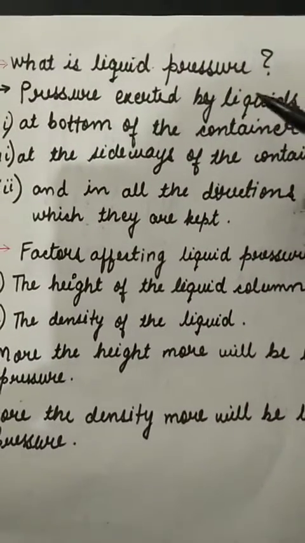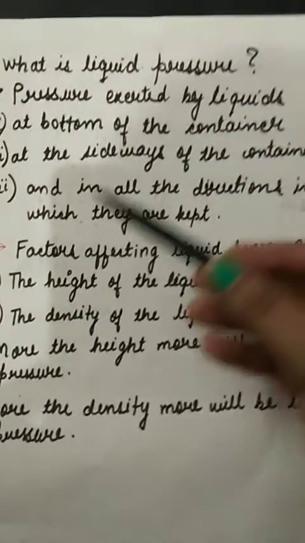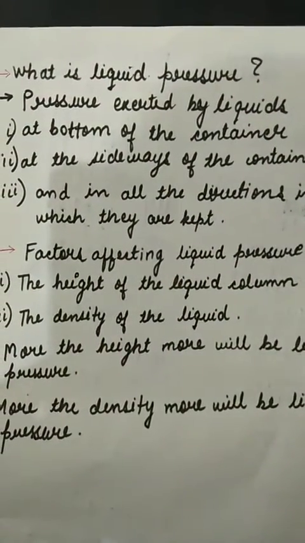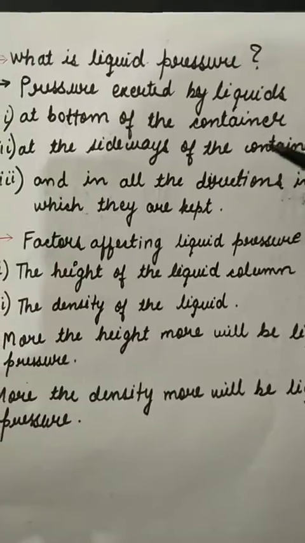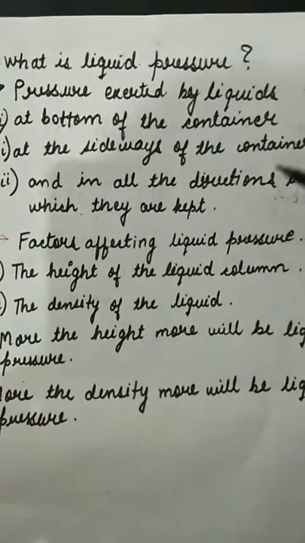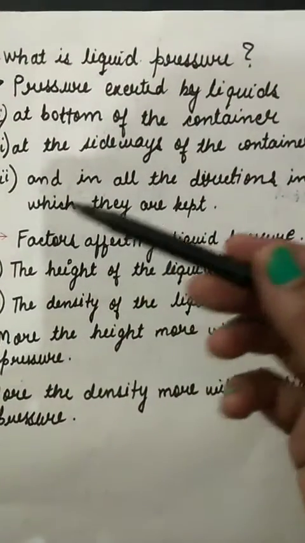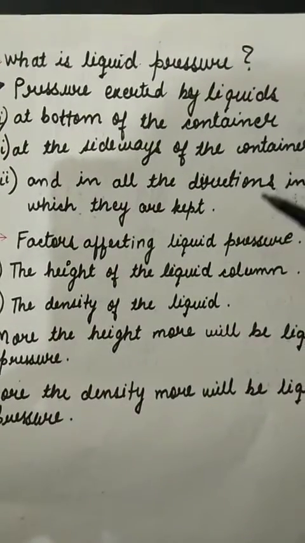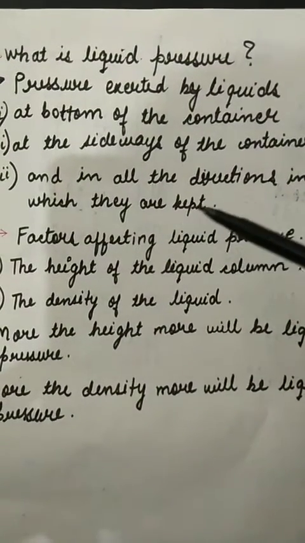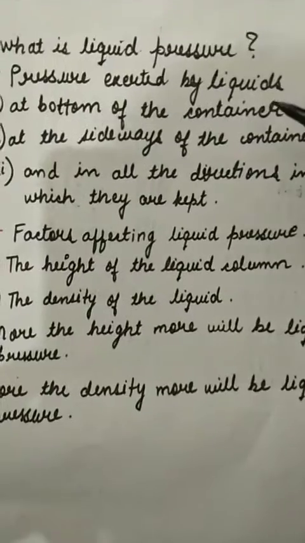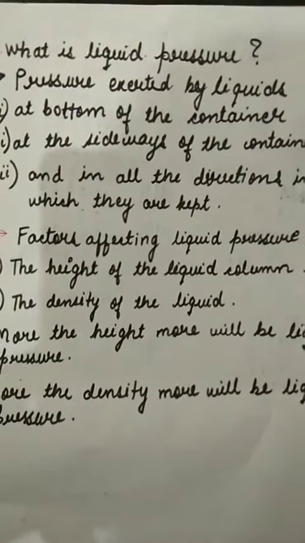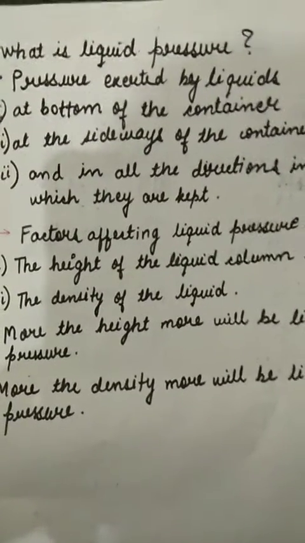Our first point is, what is liquid pressure? It is the pressure exerted by liquid at the bottom of the container or vessel, at the sideways of the container or the vessel and in all directions of the container or the vessel in which it is kept. We can understand these points by the activity which is given in the book.